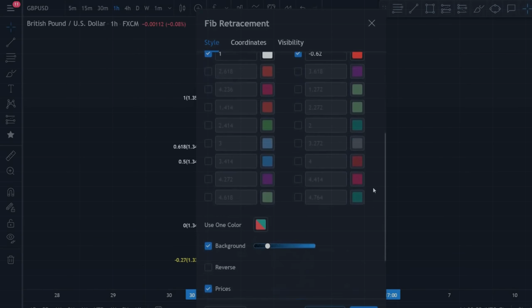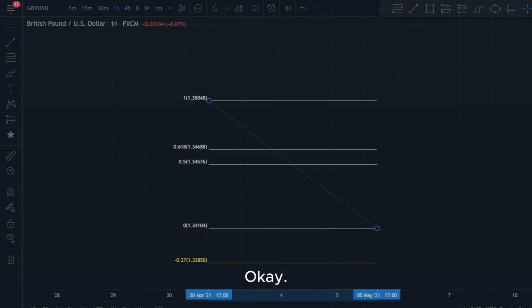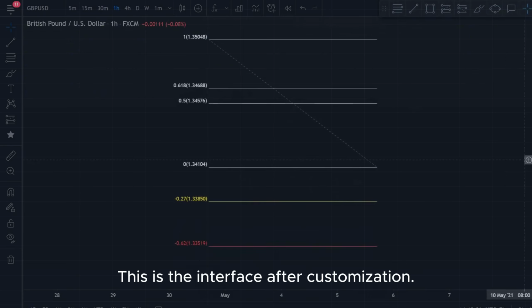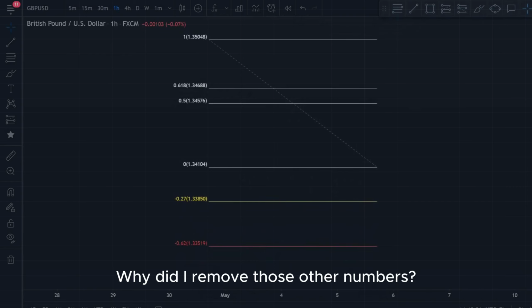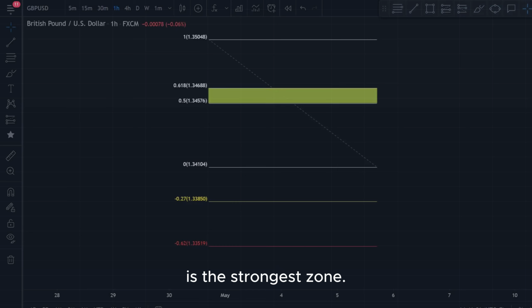Now, scroll down. Set the background opacity to 0. We don't need a background at all. OK. This is the interface after customization. Why did I remove those other numbers? The Fibonacci sequence has many levels, like 0.236, I think, 0.382, 0.618, and so on. But for me, the price zone from 0.5 to 0.618 is the strongest zone.